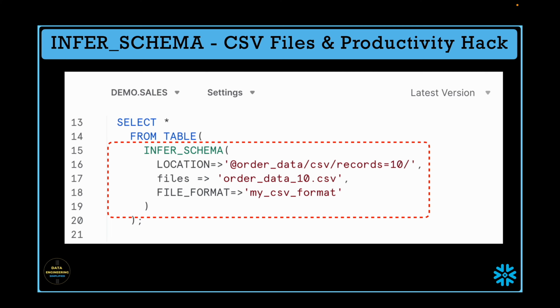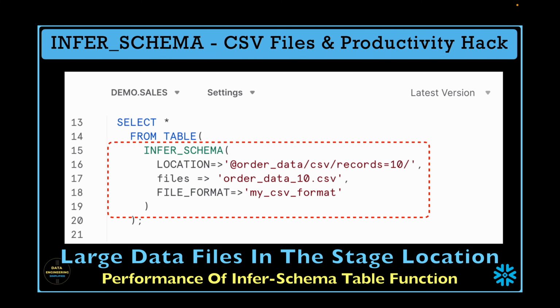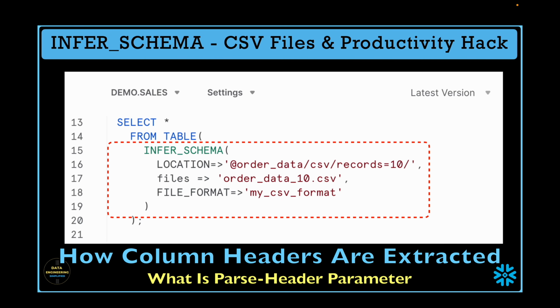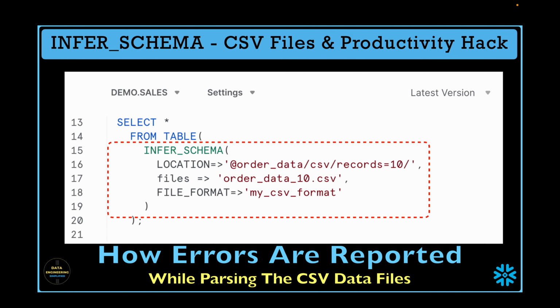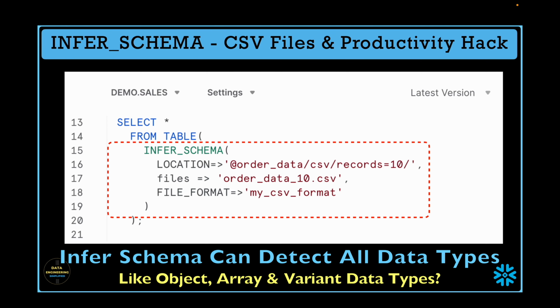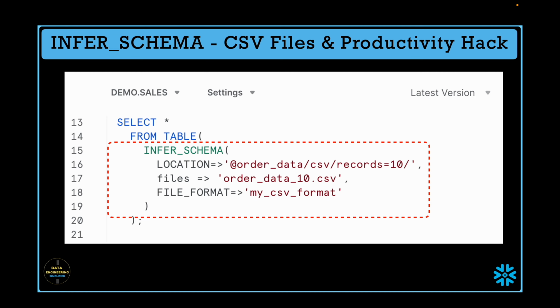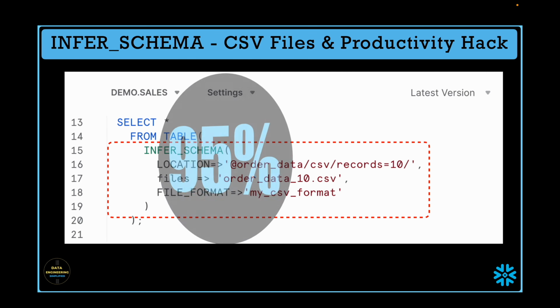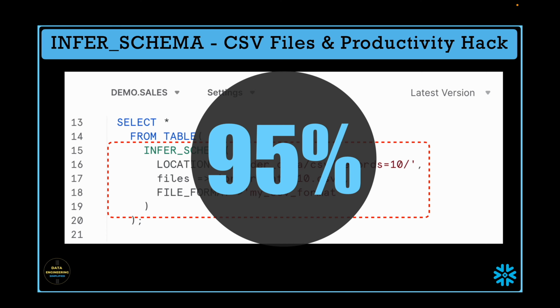However, there are some important aspects you might not be aware of, such as its behavior with a large dataset in the stage location, how it treats column headers, what happens in case of errors and how to resolve them, and whether it supports all data types, among other things. We will also learn how to write an automation code that utilizes this infer schema function, leading to a 95% reduction in your development effort to load the data into Snowflake tables directly.